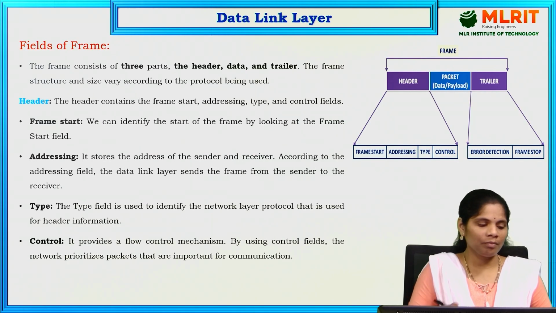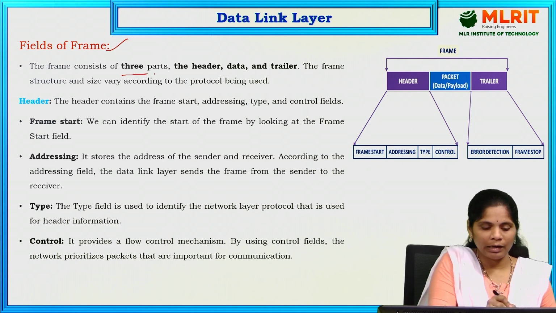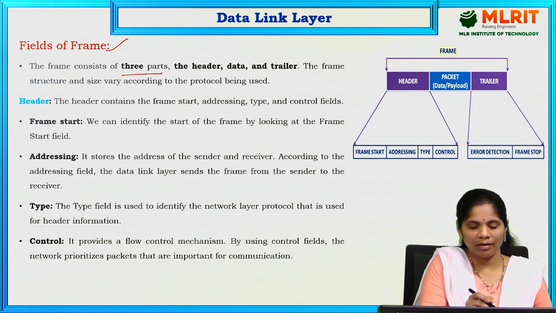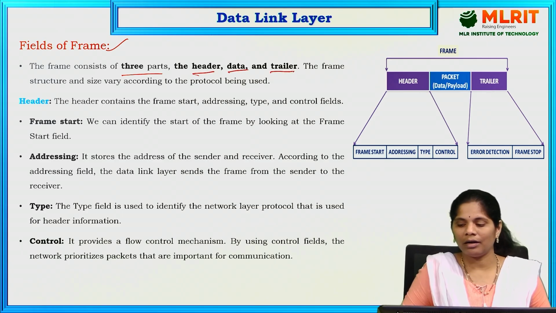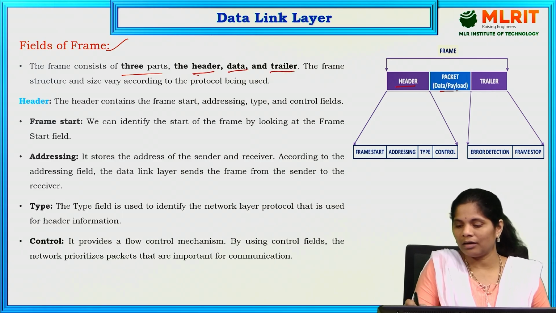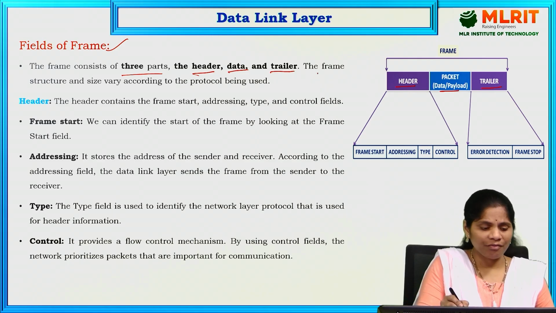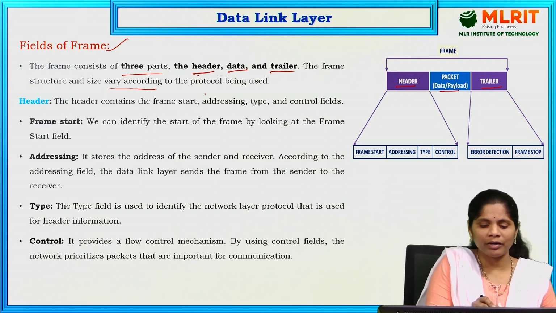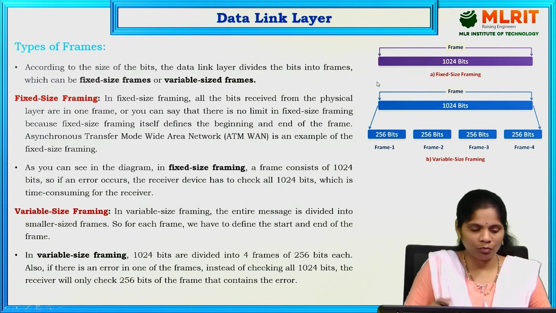At the same time, what are the different fields of the frame? A frame consists of mainly three parts: the header, the data, which is also called the payload field or packet, and the trailer. These are the three fields of the frame. The frame structure and size vary according to the protocol being used.